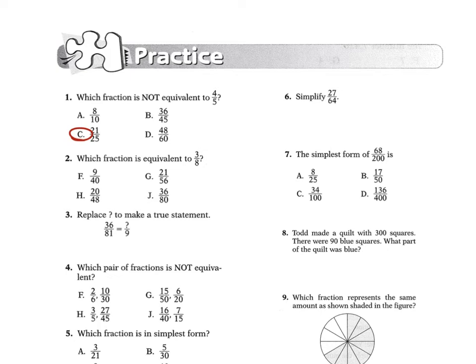For 2, it asks which fraction is equivalent to 3/8. So 3 times 3 is 9, but 3 times 8 is not 40, so F is not right. For G, 3 times 7 is 21, 8 times 7 is 56. G is your answer. For 3, it says replace the question mark to make a true statement. So 81 divided by 9 is 9. 36 divided by 9 is 4.